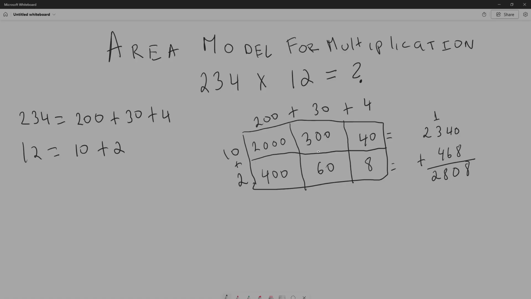So the answer to our original problem, 234 times 12, is going to be equal to what? 2,808. So now let me give you 1 minute so you can analyze it better. And we conclude as follows.